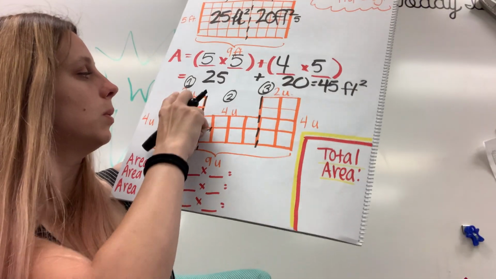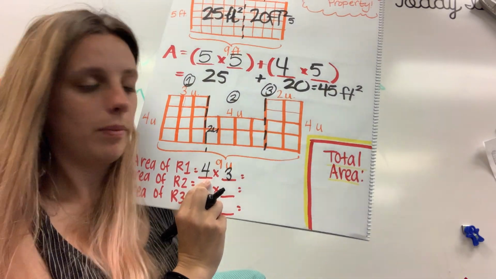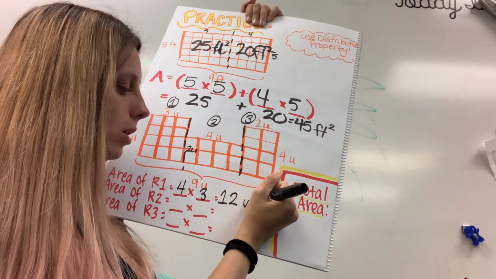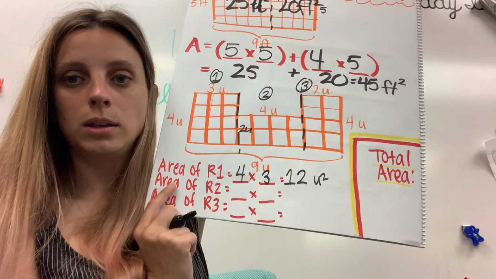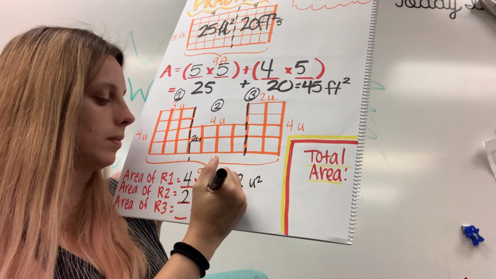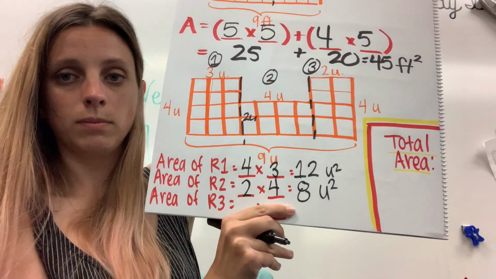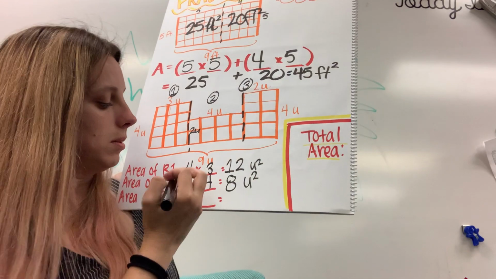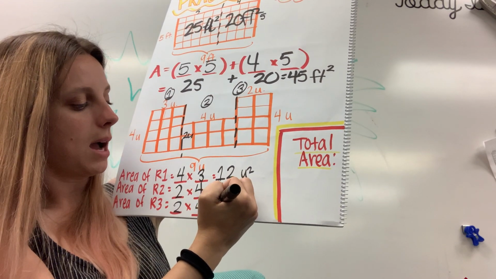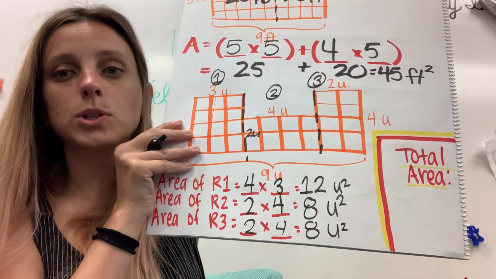So rectangle 1, we said, was 4 and 3. So rather than counting those squares, I'm going to multiply, right? And I'm going to say 4 times 3 is 12 units squared, or squared units. You can write it either way. The area of rectangle 2 is 2 times 4, which would be 8 units squared, or squared units. And rectangle 3 is 2 times 4 again, just moved on its side. So knowing my commutative property, I know that that is also 8 units squared, or 8 square units.